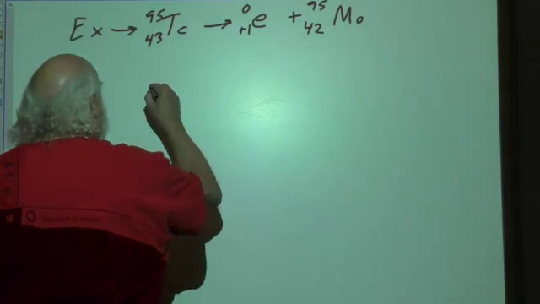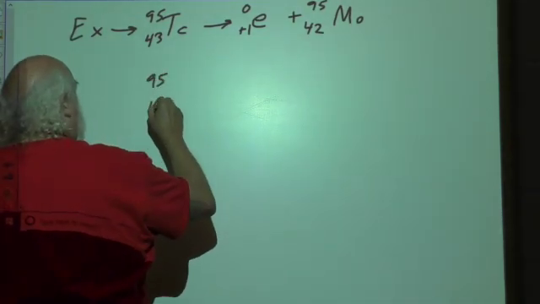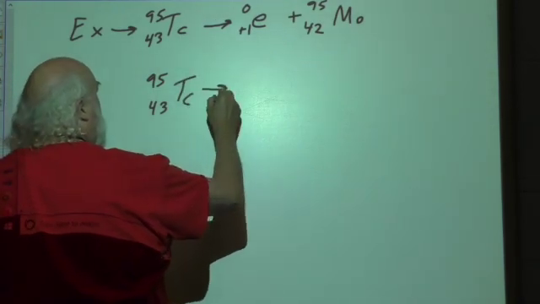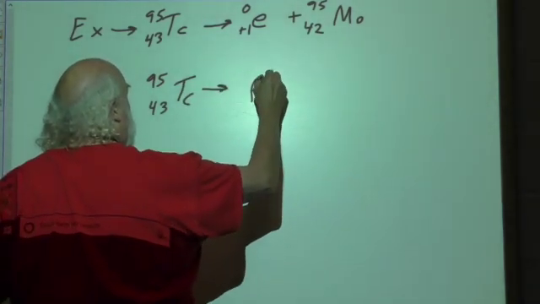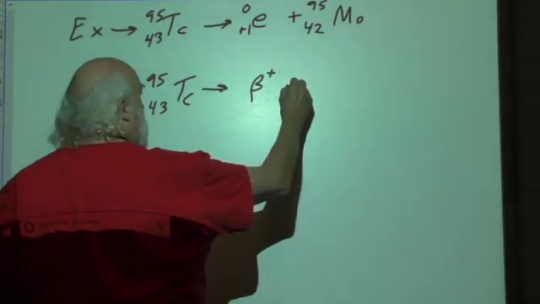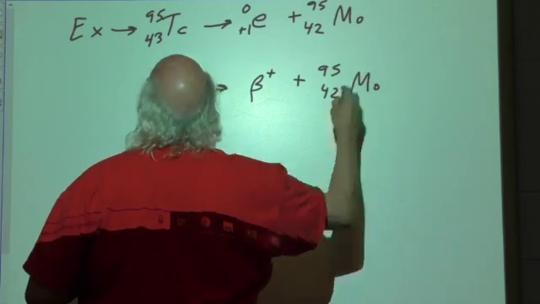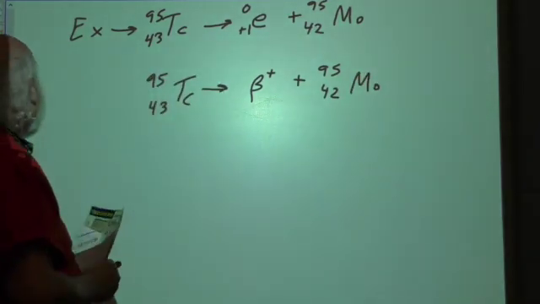And we can rewrite this using a beta instead. I need to do that in the other equation. I'll do that real quick. But this is a positron, so put a B positive there if you want. Plus 95, 42 molybdenum. Okay.